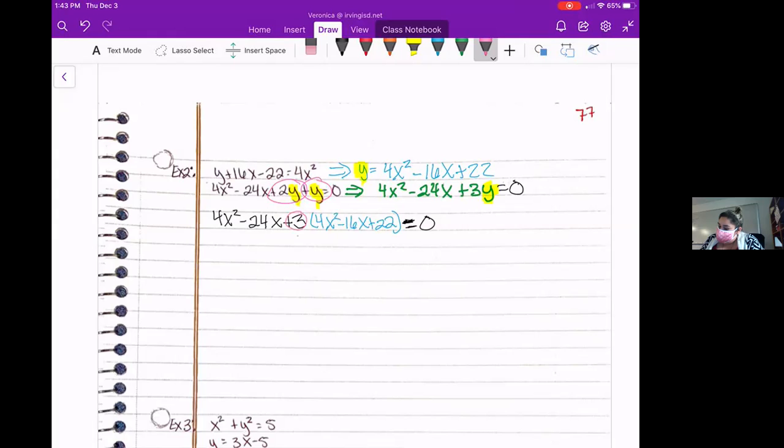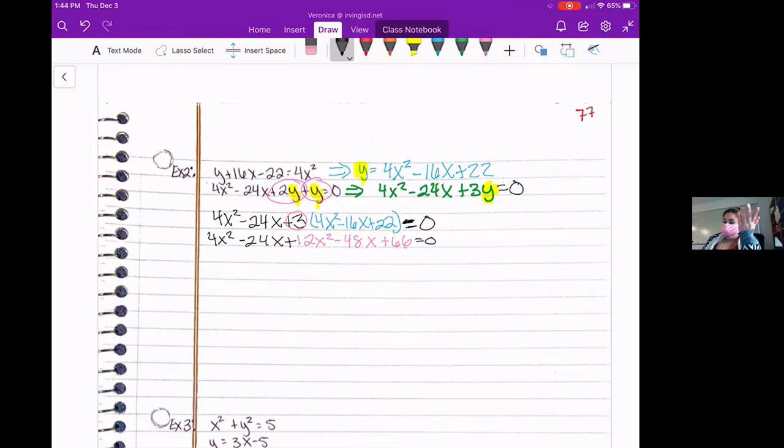So this is going to give me 12x squared. 16 times 3 is going to be 48, so we're going to have negative 48x. And 22 times 3 is going to give me a positive 66. And we're going to bring everything else down: 4x squared minus 24x. And this was a positive.